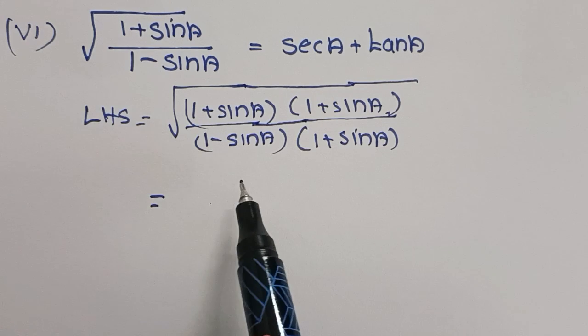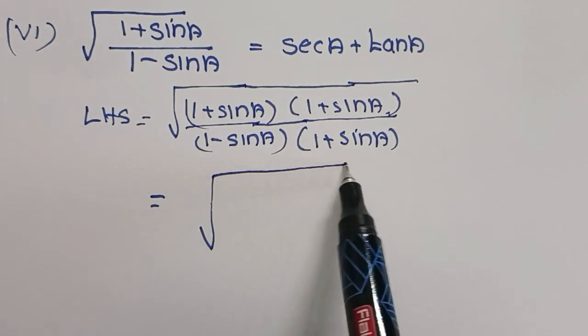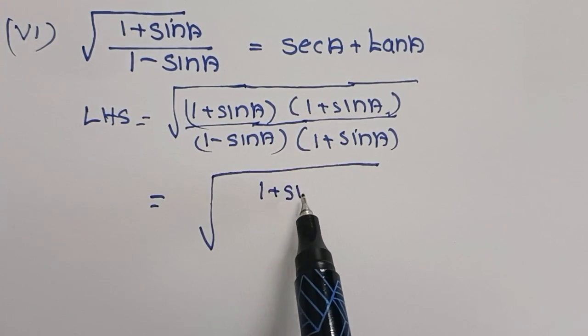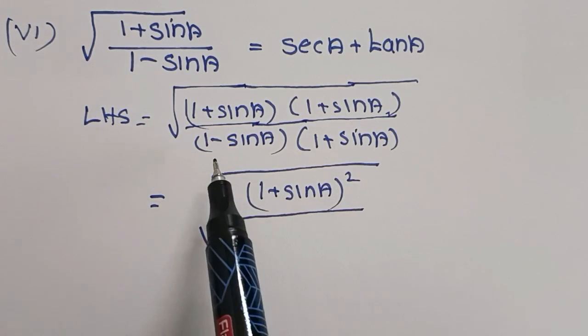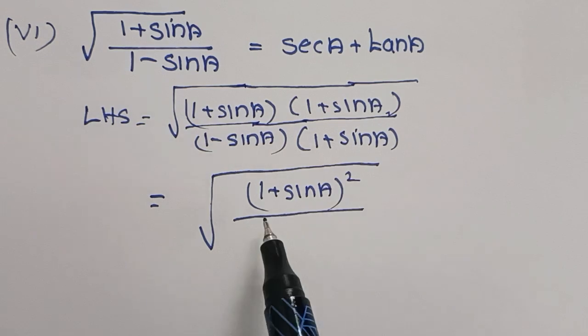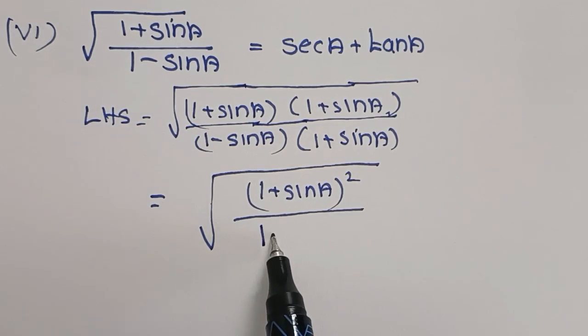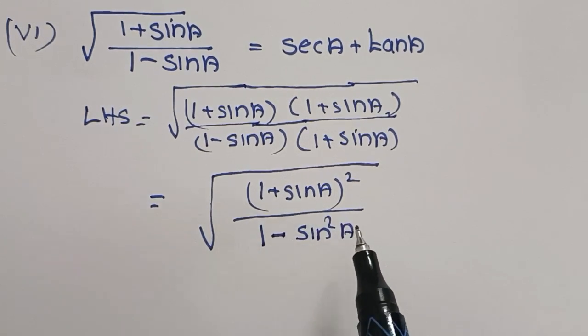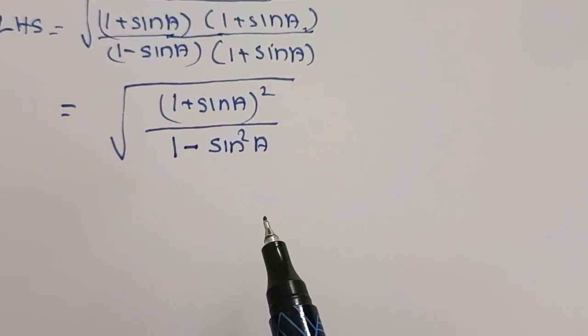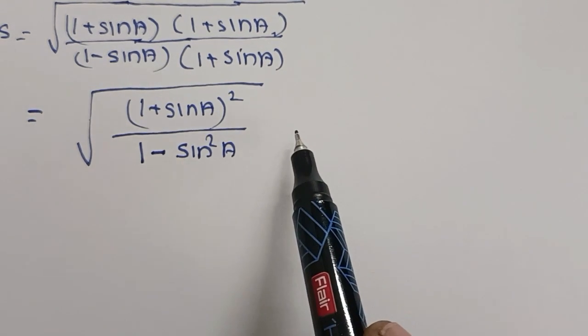That is equal to, numerator will become square root of (1 plus sin A) the whole square, by denominator, A plus B into A minus B form. So A square minus B square, that is 1 square minus sin square A. Okay, but we know that 1 minus sin square A equal to cos square A, isn't it?